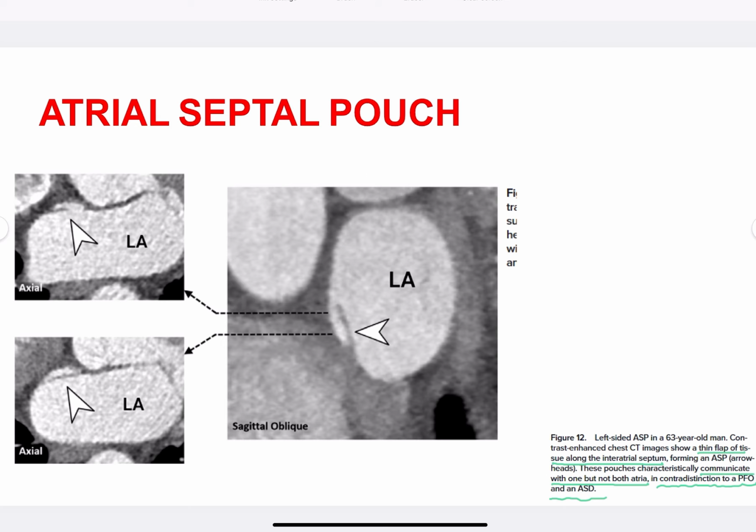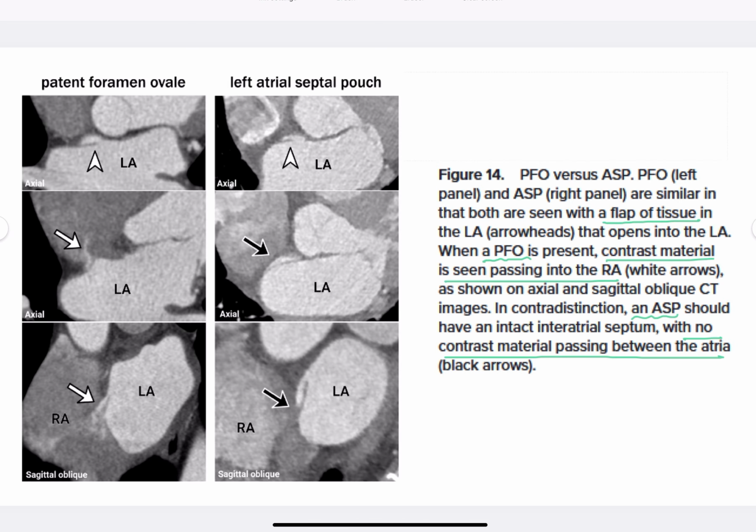So basically in atrial septal pouch we will see this flap of tissue. In atrial septal pouch there will be communication from one atrium but not both atria, in contradistinction to the patent foramen ovale and the atrial septal defect. We will see with the image.